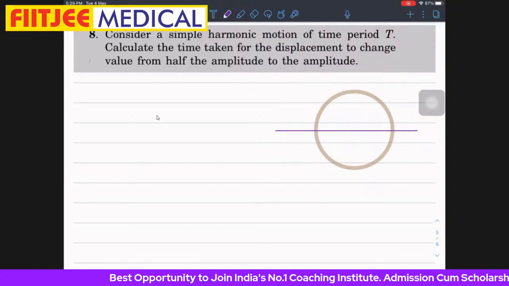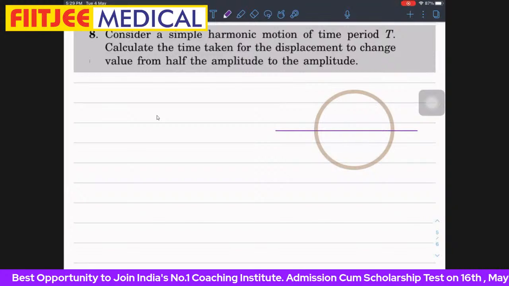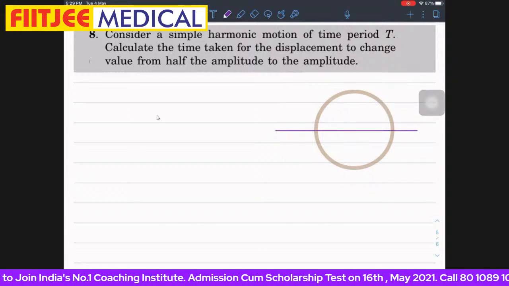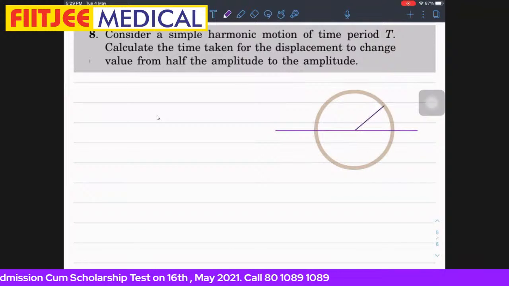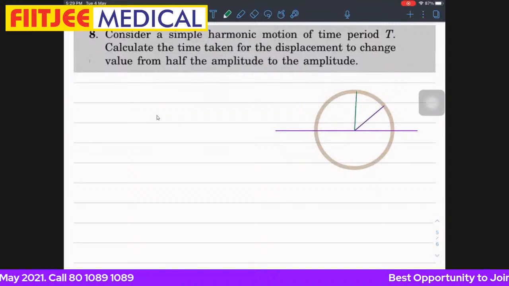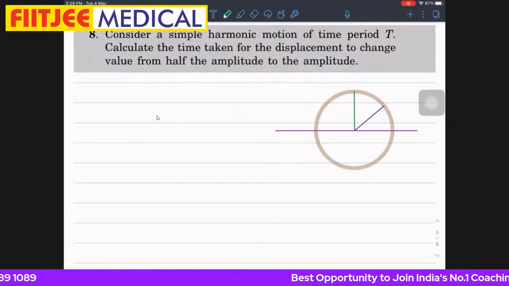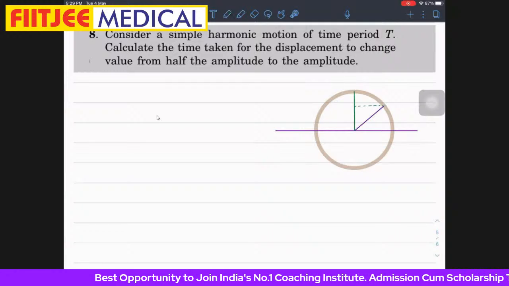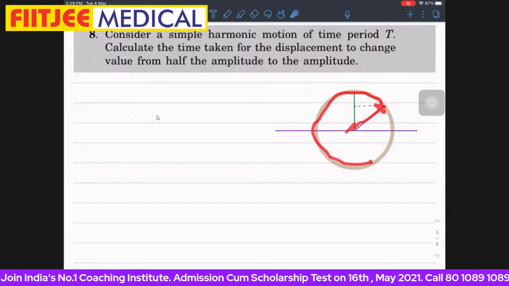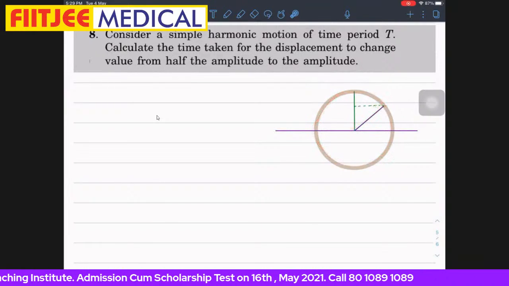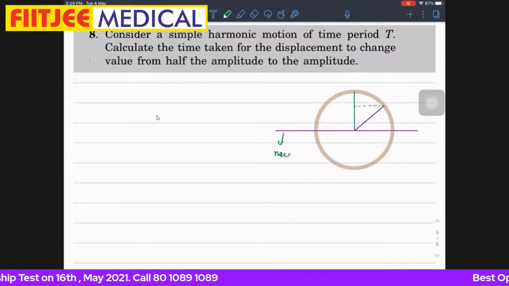First, see this. We have to calculate the time taken for the particle's displacement to change from half the amplitude to the amplitude. So initially the particle was here, now the particle is here. How do we draw this phase diagram? By taking the amplitude, we draw a circle. This line represents the mean position.